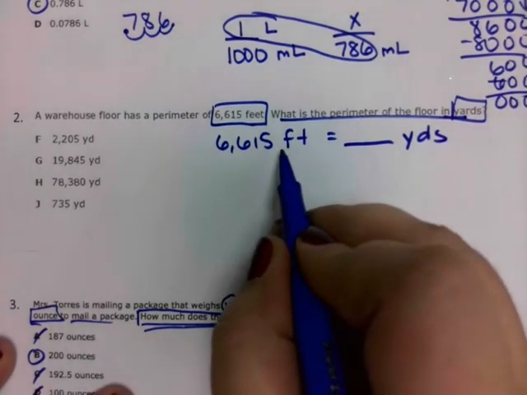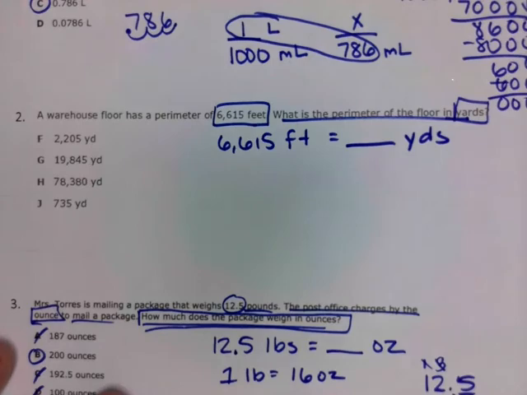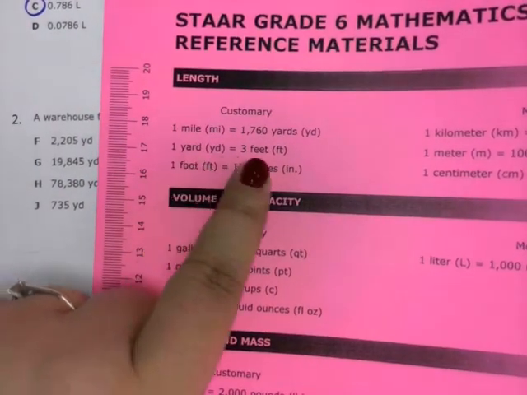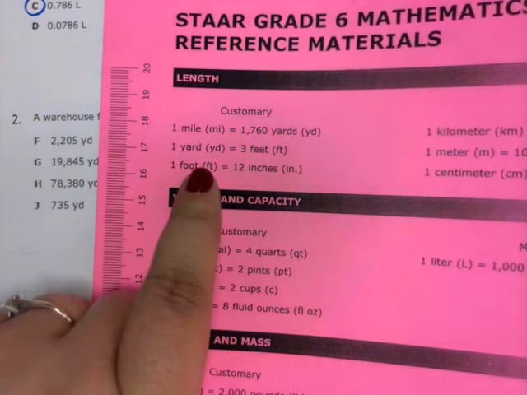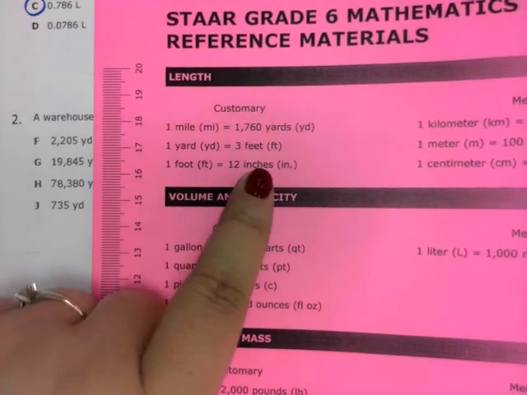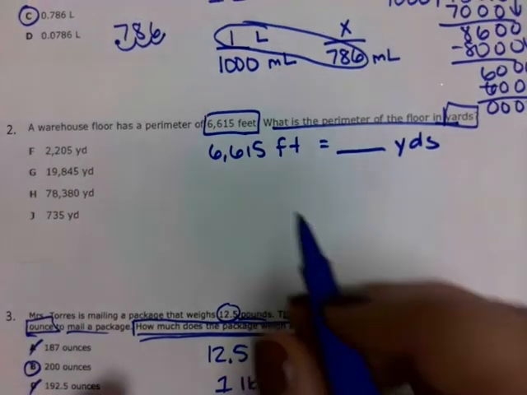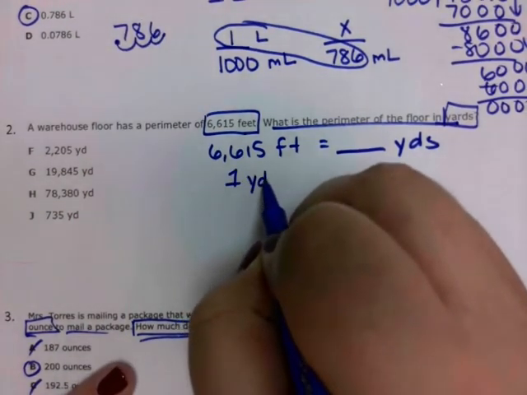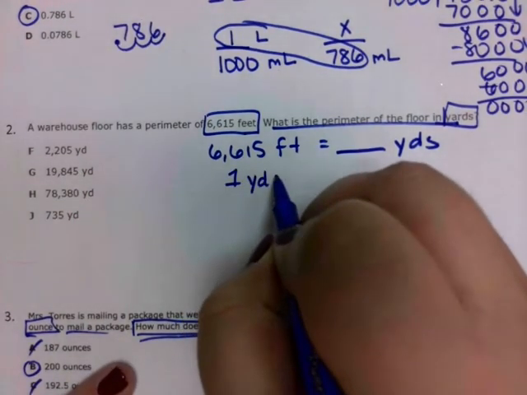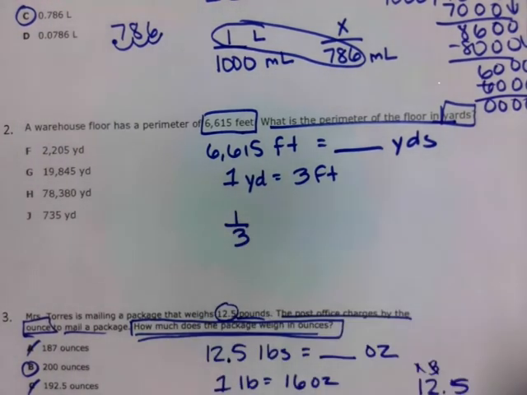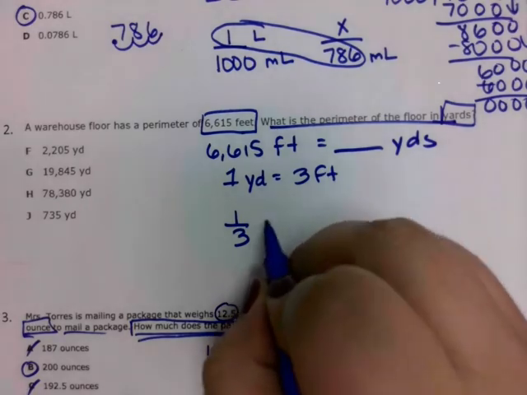So we're going to start off by looking at our chart for feet in yards. 1 yard equals 3 feet. Don't get confused because the feet come first here. That was inches, not yards. So 1 yard equals 3 feet. I'm going to write that down. 1 yard equals 3 feet. I'm going to write that as a fraction. 1 over 3. Don't forget your label.